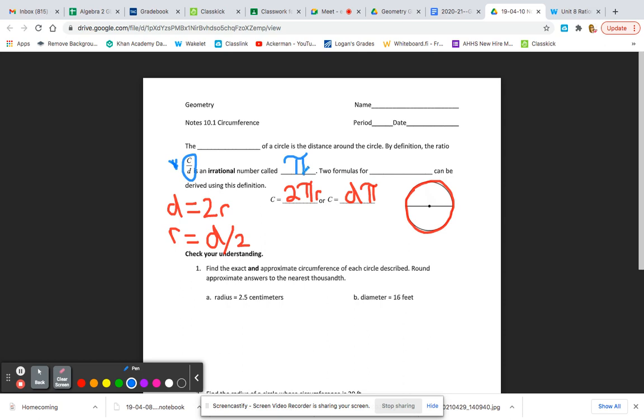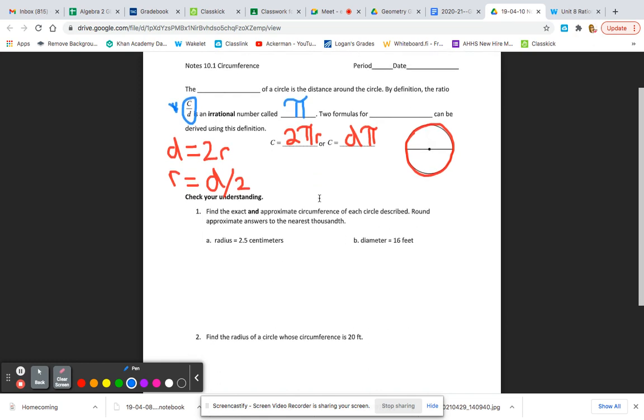But it is important that when you do these in the calculator, you actually find the pi symbol. And that way we're not just rounding it with 3.14, but we're actually getting a little bit better of an answer where we're multiplying it by pi. Okay, so let's try an example here.